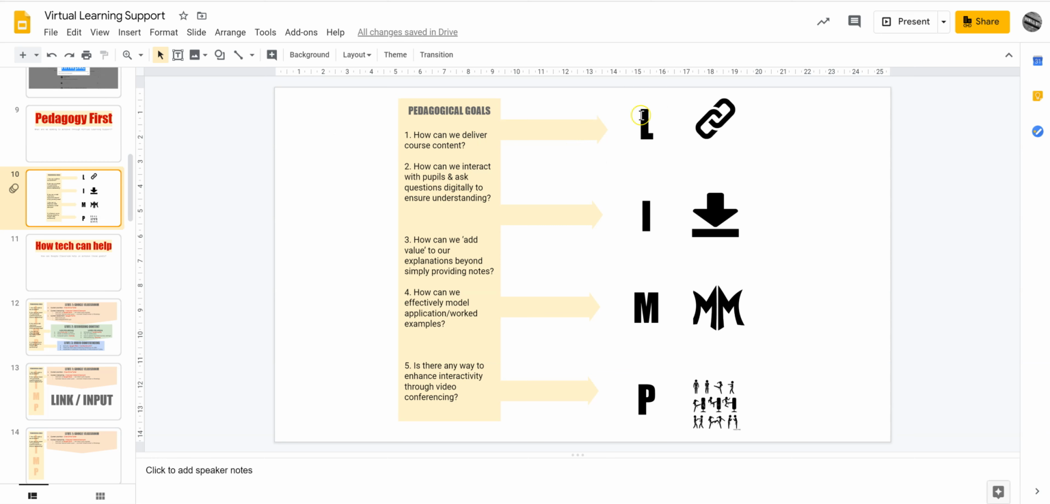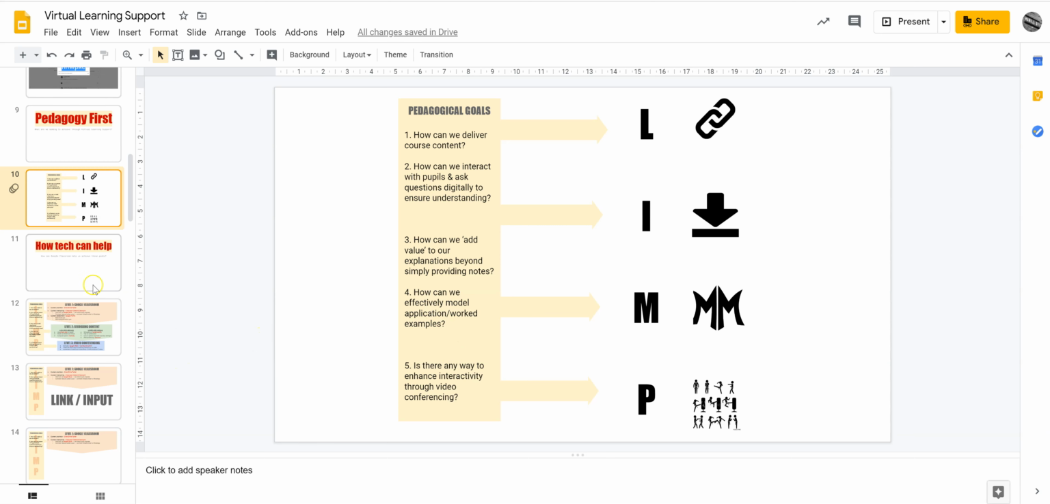How do we deliver the content, and it's linking it through to prior learning, inputting of new information, modelling of the application of that, and then the practice and feedback that you would get. And we're asking then these pedagogical goals, and we're starting with that first of all. How can we deliver the content, but particularly this one, how can we add value beyond providing notes, and how can we provide worked examples, and this one, can we enhance interactivity through video conferencing?